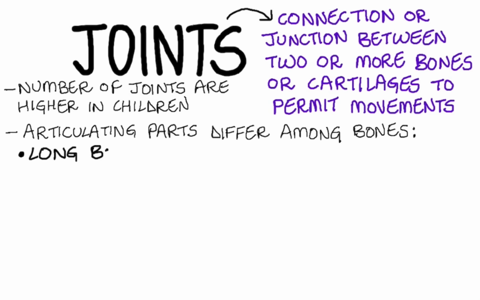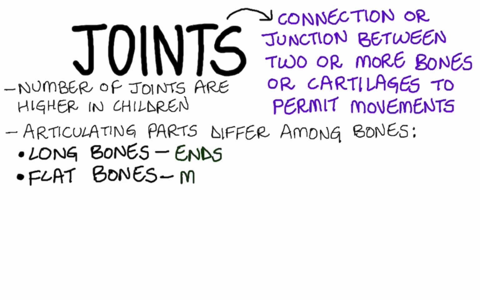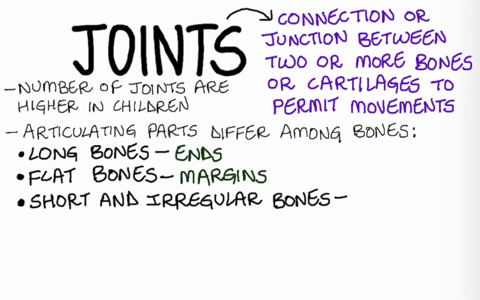The long bones articulate at their ends, the flat bones articulate at their margins, while the short and irregular bones articulate at their articular surfaces. Now, let us see the classification of joints.